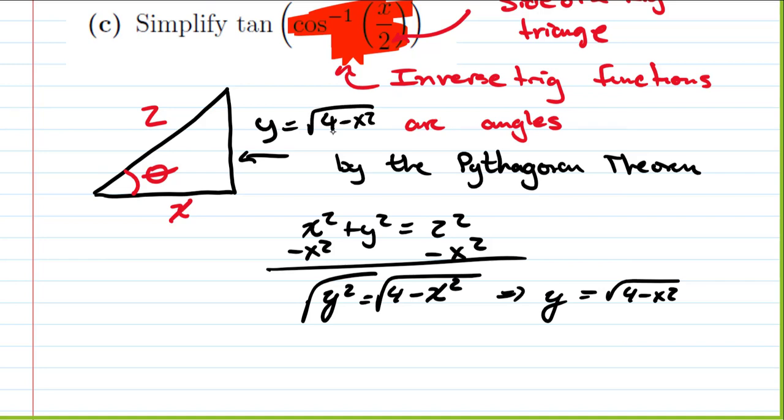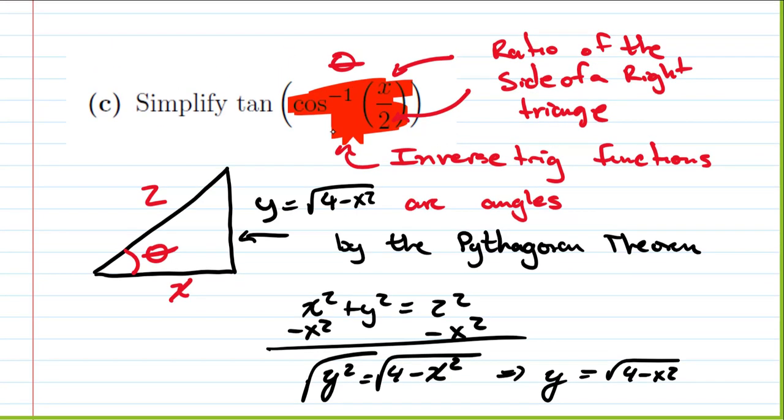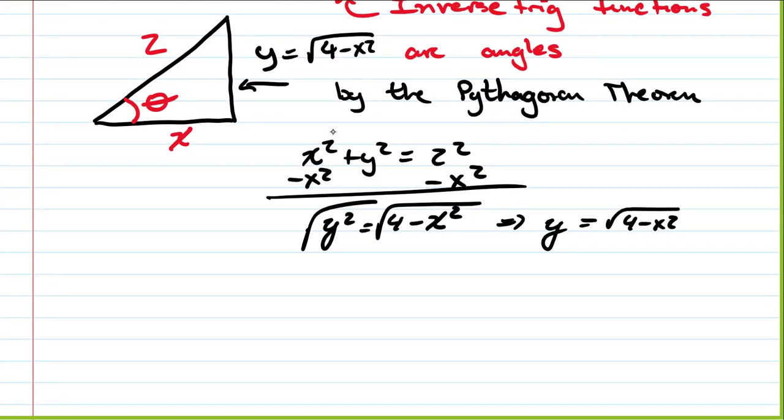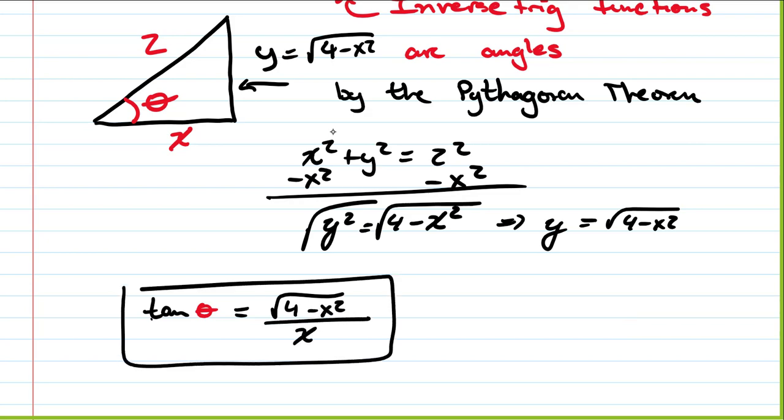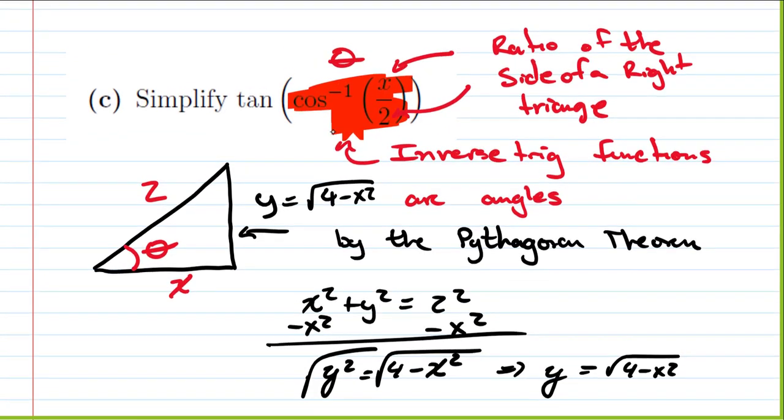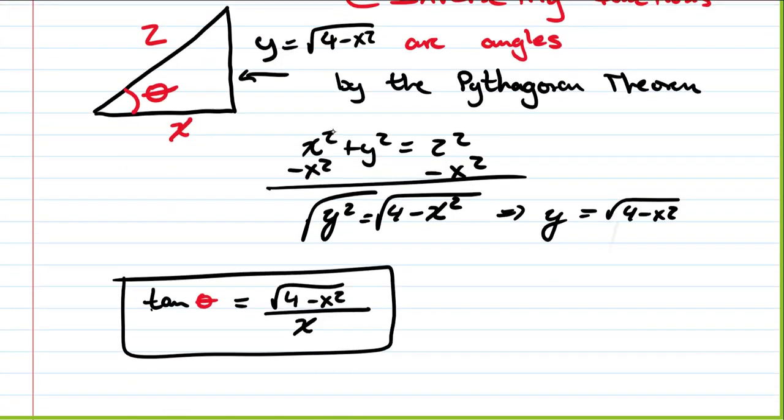So now we're asked to find the tangent of that angle. Well, by definition, the tangent of theta, tangent is opposite over adjacent. So it's going to be y over x. So we get that the tangent of theta is equal to the square root of 4 minus x squared over x. So we were able to simplify that to the algebraic expression, square root of 4 minus x squared over x. And that would be its simplification.